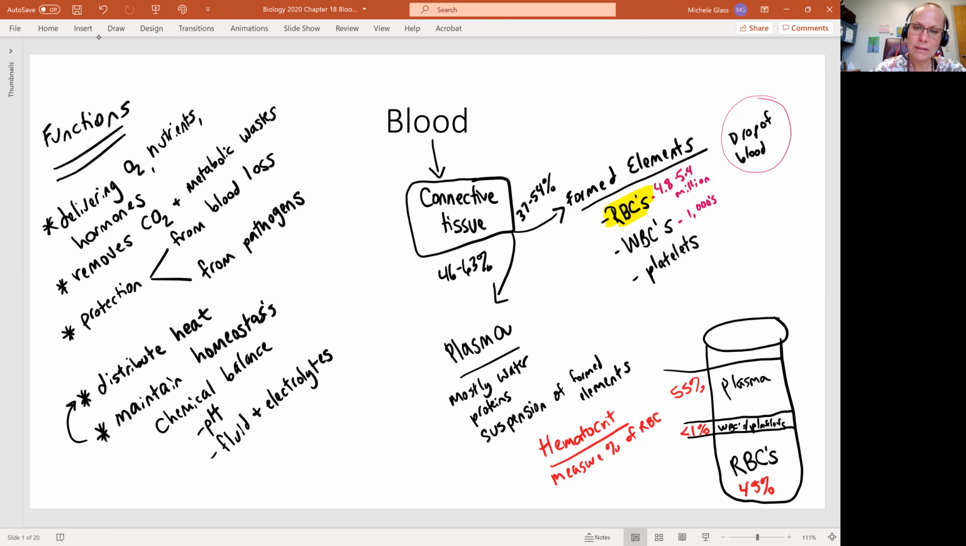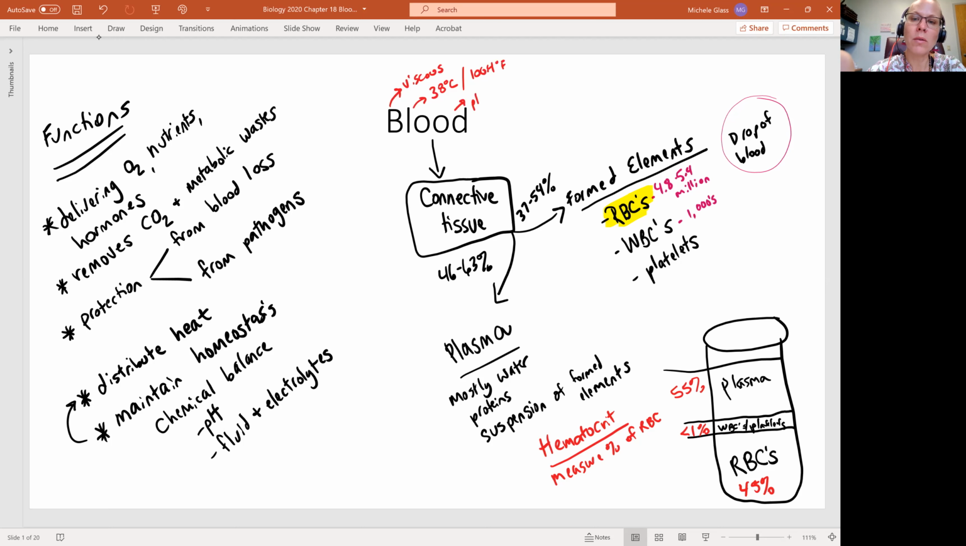Okay, so let's add in that blood is very viscous, which means thick. Blood is very thick. Blood is slightly warmer than body temperature, so it's going to run at an average of about 38 degrees Celsius, or this will be 100.4 degrees Fahrenheit. And this is because of that thickness of blood and because it's moving actively through these small vessels that it is generating some heat.